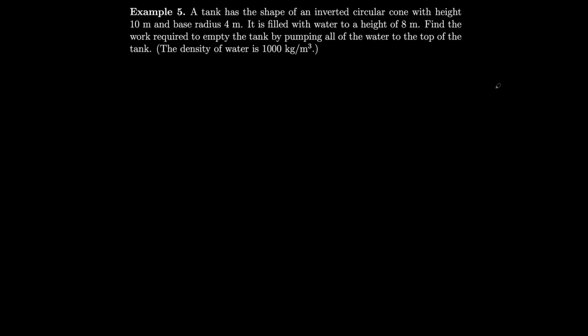Say a tank has the shape of an inverted circular cone with height 10 meters and base radius 4 meters. It is filled with water to a height of 8 meters. Find the work required to empty the tank by pumping all of the water to the top of the tank. The density of water is 1,000 kilograms per cubic meter.